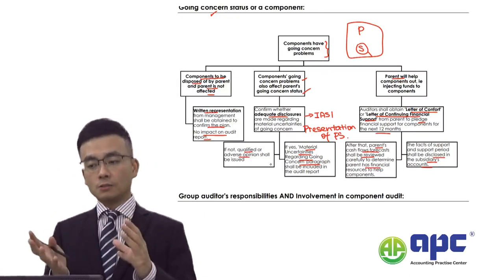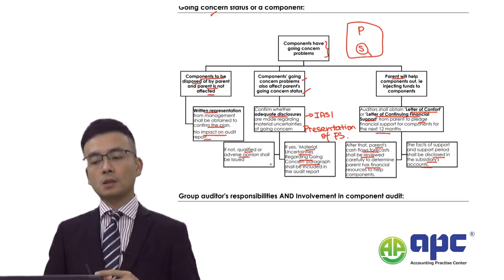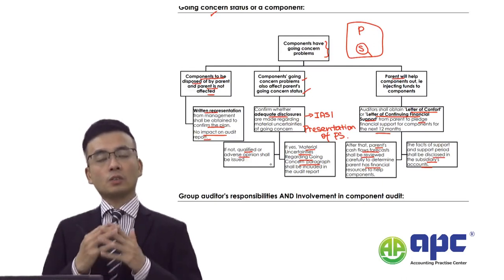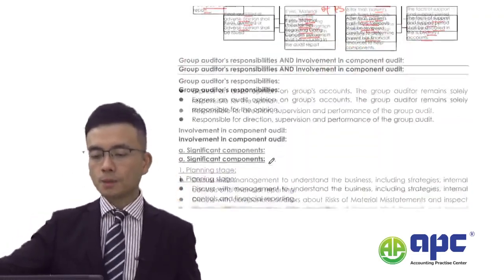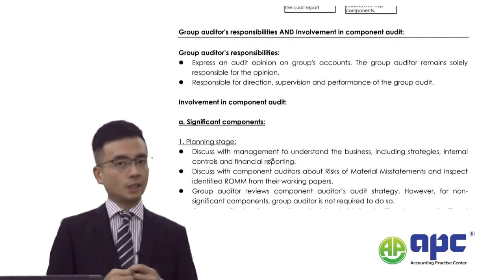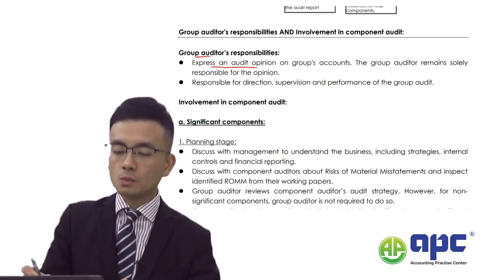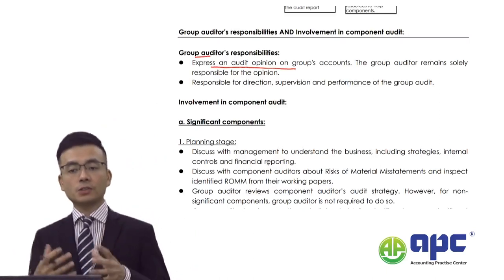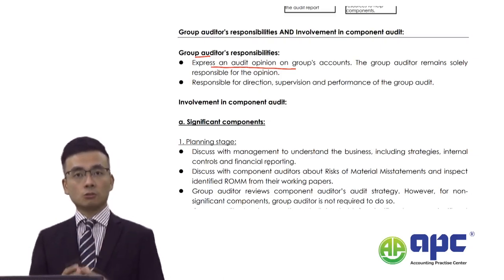So for the letter of comfort, not only do we need to obtain that piece of paper to confirm that plan, but we also need to confirm whether or not the parent has got enough resources and whether or not this has been disclosed in the subsidiary's accounts as well. Now, the next area is our responsibility and involvement in the component's audit. First of all, as a group auditor, we express our audit opinion on the group accounts. Group auditor means the auditor for the parent company. We are responsible for expressing our overall audit opinion on the group's accounts.